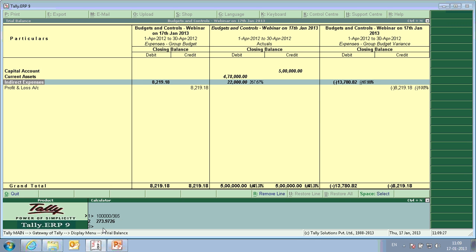How many days have we completed? 30, right? See, 1st April to 30th April, 30 days I have completed. For 30 days, the budgeted amount was 8,219 rupees 0.18. Can you see this here? So for a month I should be spending this much, but the actual expenditure is 22,000. So that's why it is more than the expended amount or budgeted amount. The percentage is more here, and you have estimated this much less. That's what it says in the variance report.